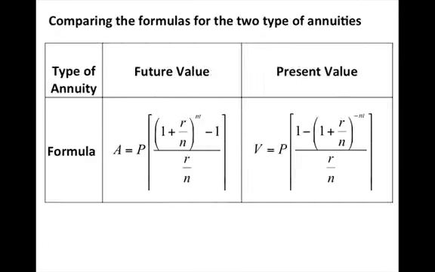Well, let's compare the two formulas for the two types of annuity. In the previous lesson, we looked at the future value of an annuity, and that future amount was A. Now we're going to look at the present value of an annuity. So we have the two formulas, and for any future value, the variable that you're going to use is an A. For any present value, the variable you're going to use is a V. So that's the easiest way to distinguish between these two formulas.